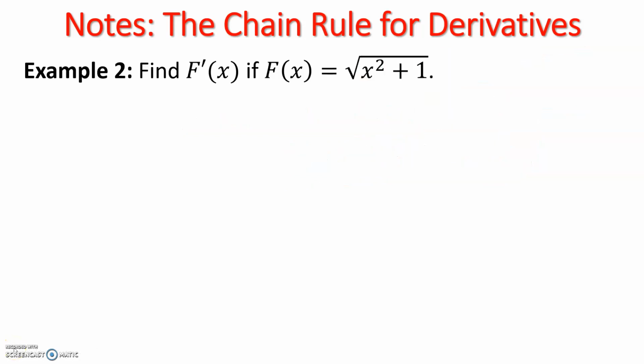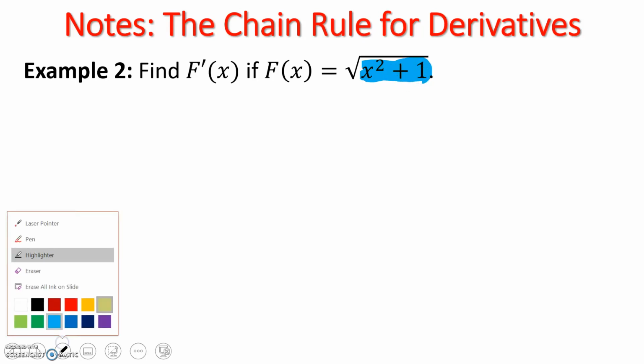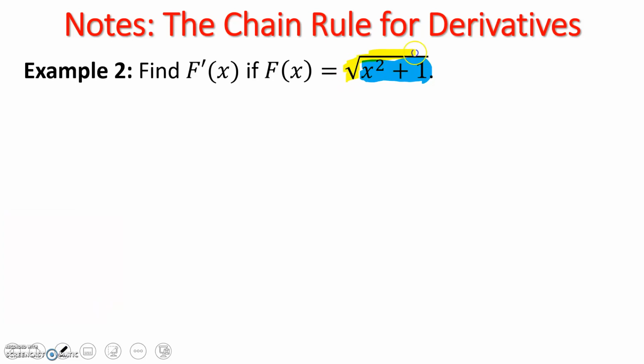All right, example 2. Find f prime of x if f of x is equal to the square root of x squared plus 1. All right, so once again, we have here our inside function. So that's our g of x. And then we have our outside function. That's this square root. Now remember, the simplest way to use power rule on radical functions is by first rewriting it as a power. So mathematically speaking, this is (x squared plus 1) to the power of 1/2.